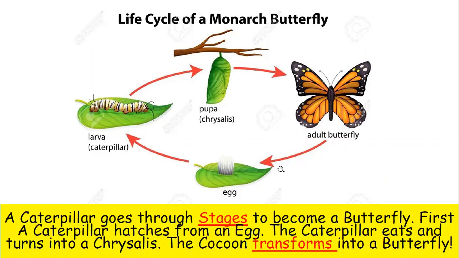Do you see the stages of how an egg transformed into a caterpillar, transformed into a chrysalis or a cocoon or a pupa, and then transformed into a butterfly? These stages of a caterpillar or a butterfly show you how it changes from an egg to a caterpillar to a chrysalis to a butterfly.